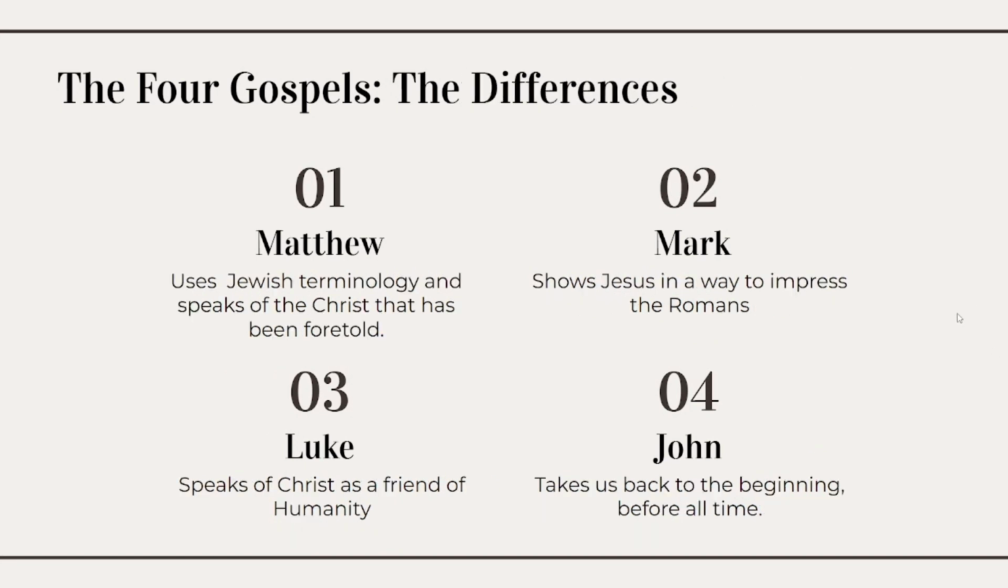There are a lot of differences and similarities between the four books, but here's just a shortened summary. Matthew uses a lot of Jewish terminology and speaks of the Christ that has been foretold. He uses language such as son of David and son of Abraham to reference the prophets of old.